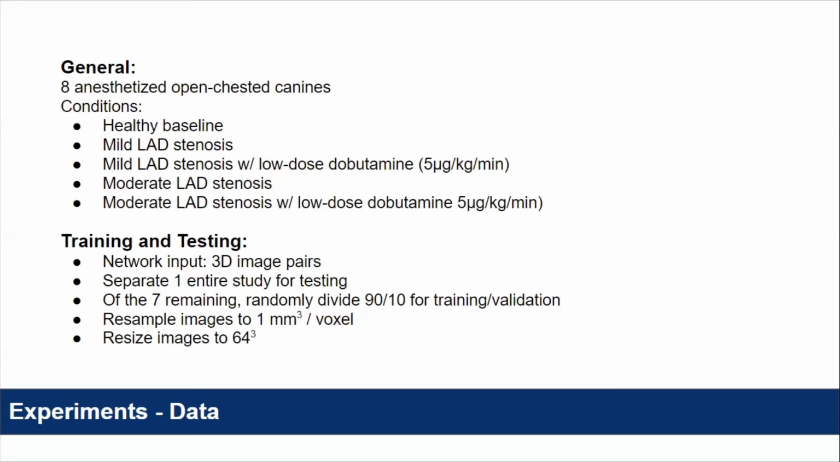Of the 7 remaining studies, we randomly divide the pairs into 90% for training and 10% for validation and parameter sharing. We resampled all the images such that 1 voxel corresponds to 1 spatial millimeter, and then we further resized the images to 64 cubed just for computational purposes.